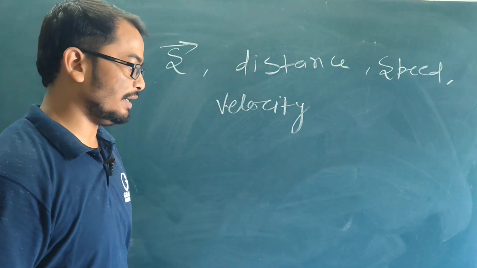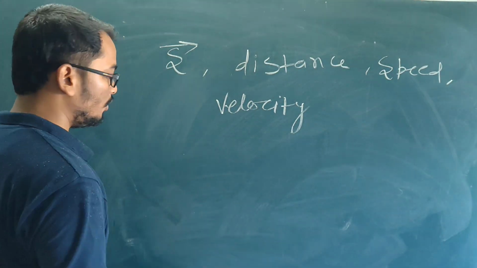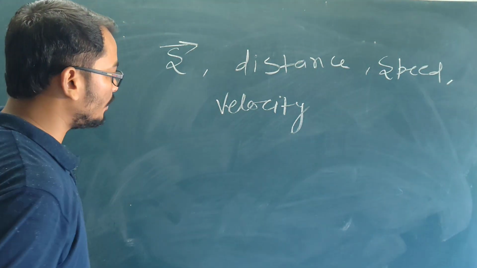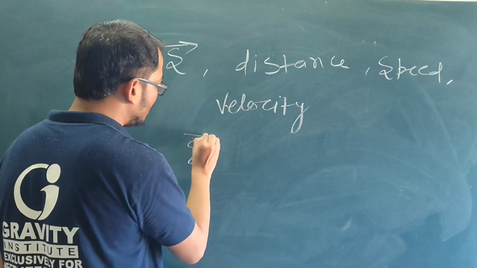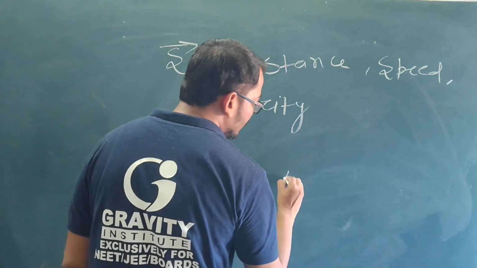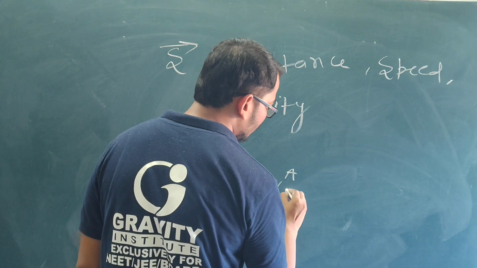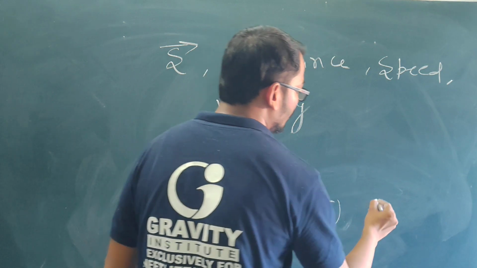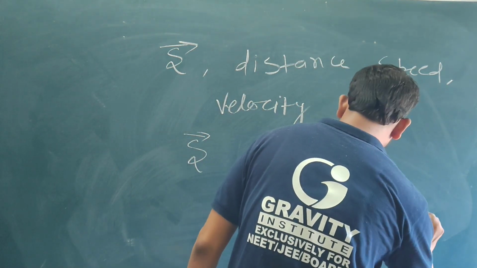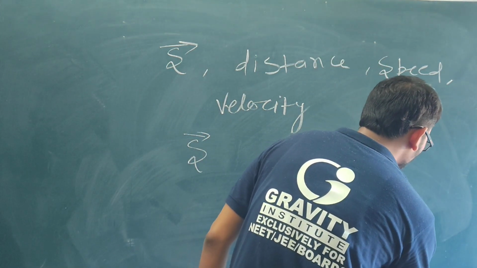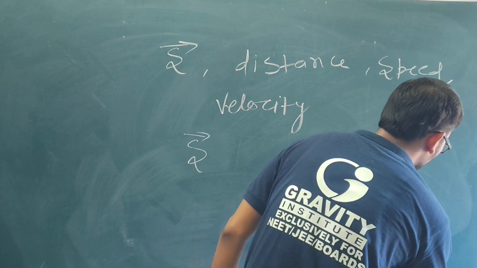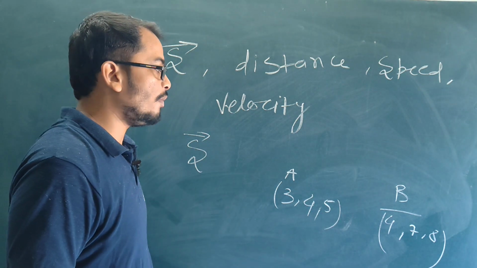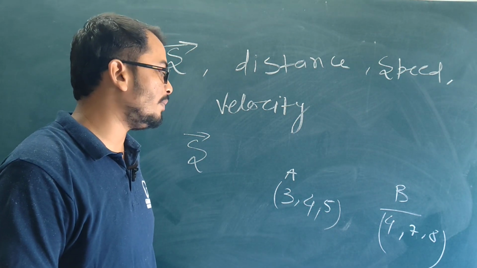What is displacement? Suppose a particle is at A. This coordinate is 3, 4, 5. And after some time this particle is at B. This coordinate is 4, 7, 8. So what is the displacement of the particle?